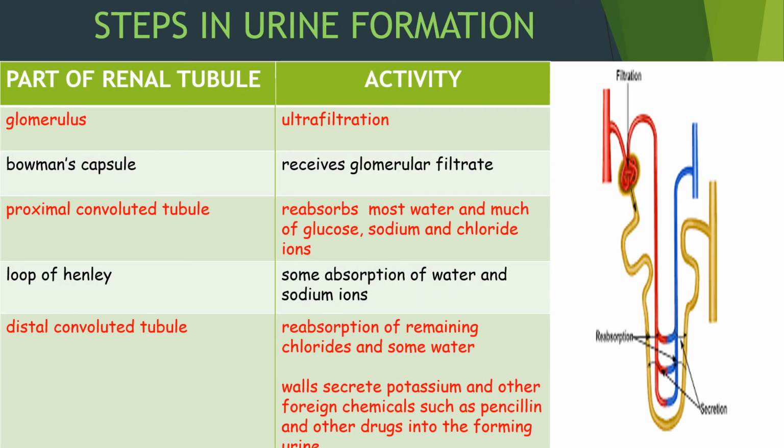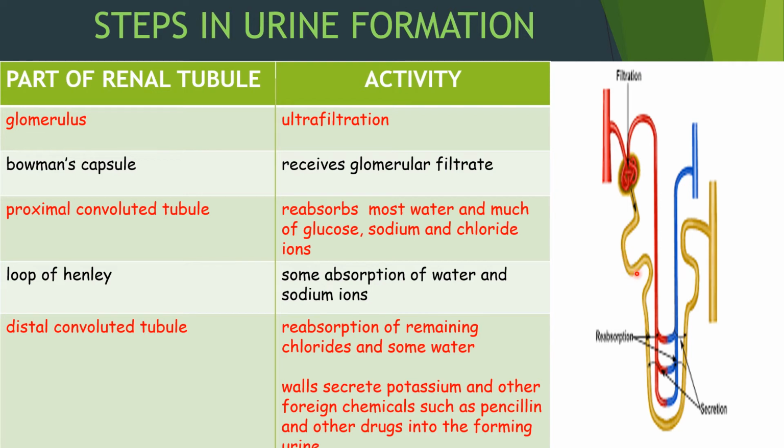We can revise the steps in urine formation. The first step is ultrafiltration. Where does it occur? In a part of the renal tubule, the glomerulus, present in the Bowman's capsule. The next step is that the Bowman's capsule receives glomerular filtrate. After Bowman's capsule comes the proximal convoluted tubule. It reabsorbs most water and much of the glucose, sodium and chloride ions.